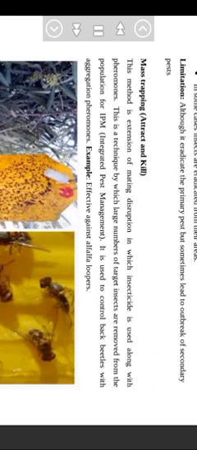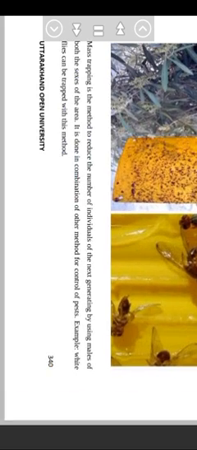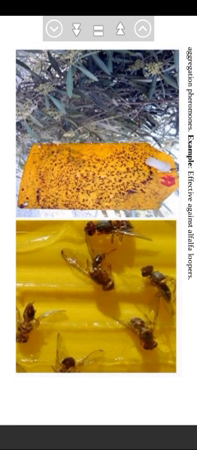Mass trapping, attract and kill. This method is an extension of mating disruption in which insecticide is used along with pheromones. This is a technique by which large numbers of target insects are removed from the population for IPM, integrated pest management. It is used to control bark beetles with aggregation pheromones. Example: effective against alfalfa loopers.